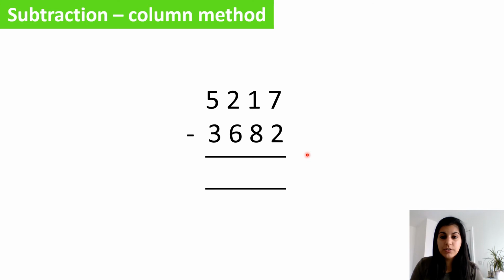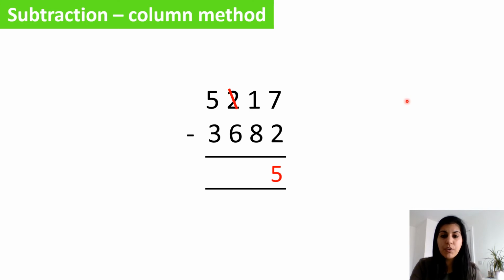As with column addition, we have to start off in our ones column. So my first step is going to be doing 7 take away 2, and I know 7 take away 2 is 5. In my next column, I've got a 1 and an 8. Can I do 1 take away 8? I can't do 1 take away 8 because 1 is smaller than 8. This is when I need to do some regrouping. So what I need to do is I need to go over to my hundreds column and I need to regroup.